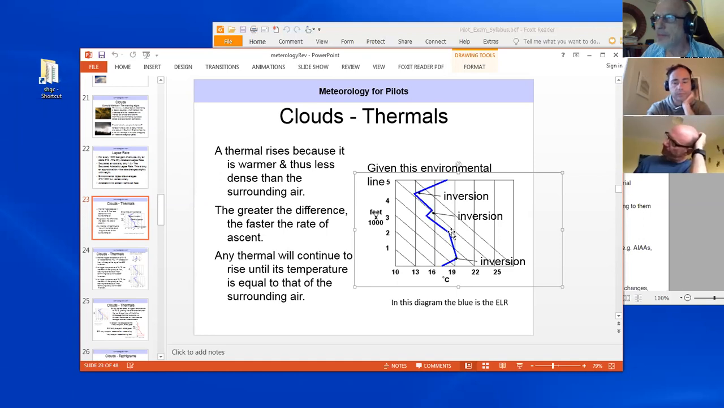If the gap closes, in other words, if your parcel of air is approaching the temperature of the surrounding air, it will slow down. And that's all that's happening on this thermal effect. A bigger temperature difference, it will rise faster.